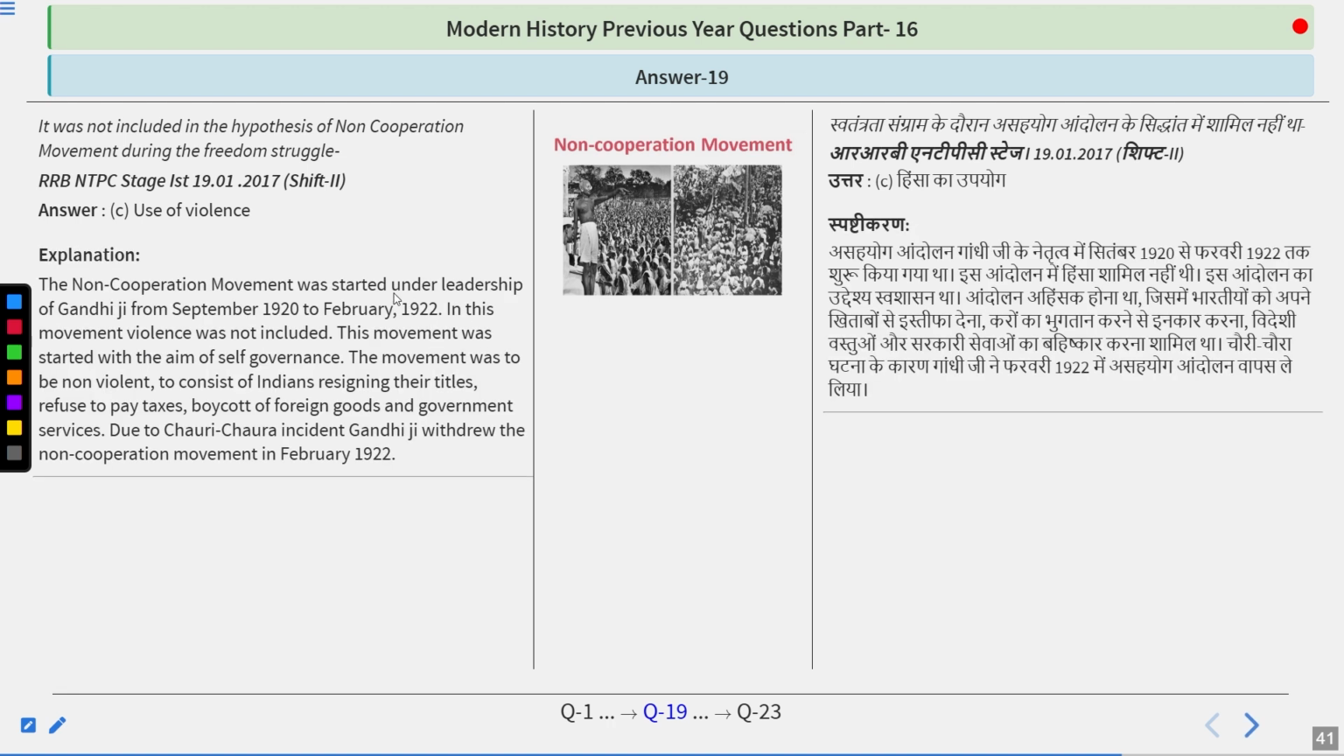The non-cooperation movement was started under the leadership of Gandhiji from September 1920 to February 1922. In this movement, violence was not included. This movement was started with the aim of self-governance. The movement was to be non-violent, consisting of Indians resigning their titles, refusing to pay taxes, and boycotting foreign goods and government services. Due to the Chauri Chaura incident, Gandhiji withdrew the non-cooperation movement in February 1922. So the answer is use of violence.